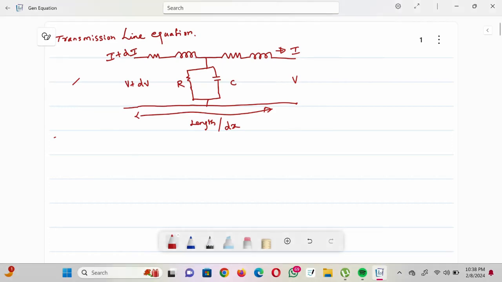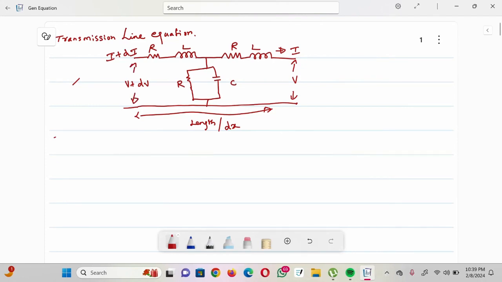Hello everyone, welcome. In this video we will talk about the transmission line equation from Transmission Lines and Waveguides. You already know that the transmission line is a two-port network. On the two-port network there are resistors and inductors. This gap is called the output voltage V, and this is called the input voltage V plus dV.